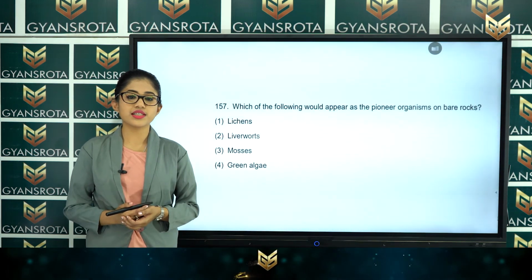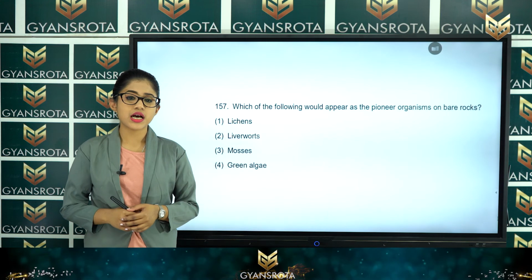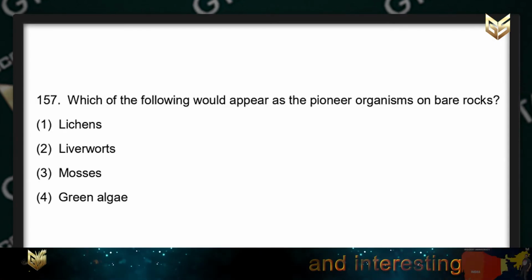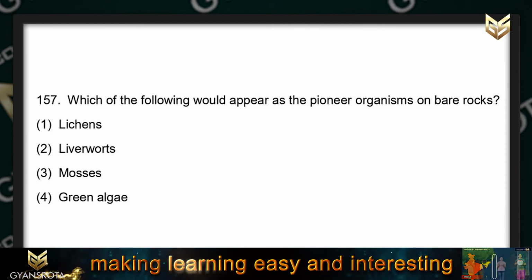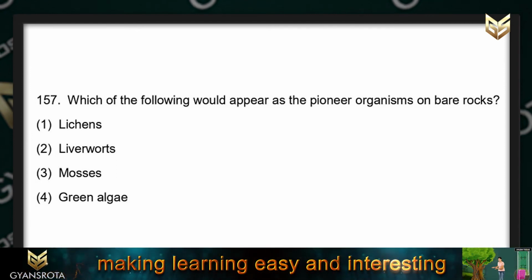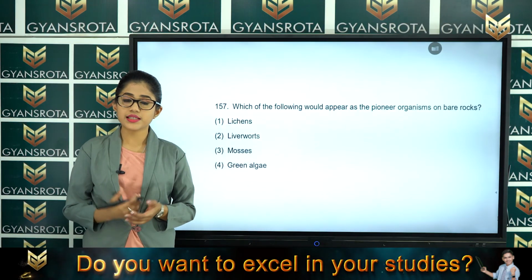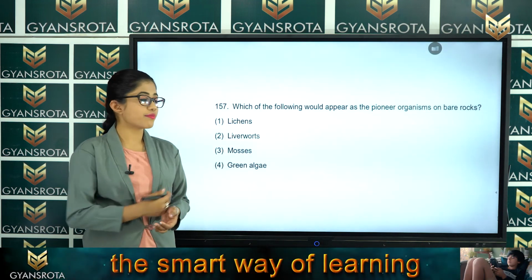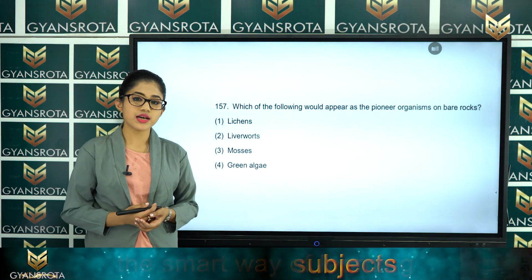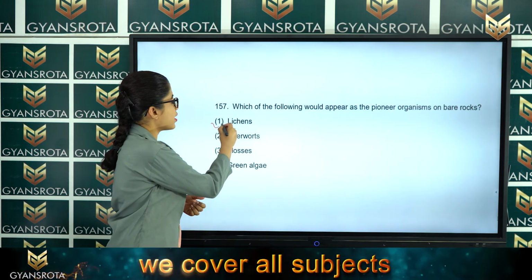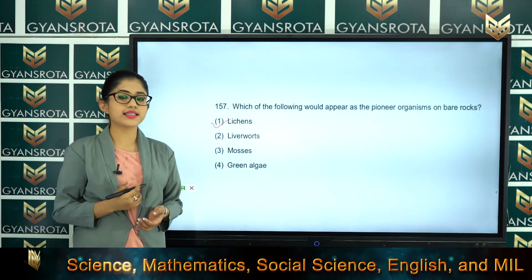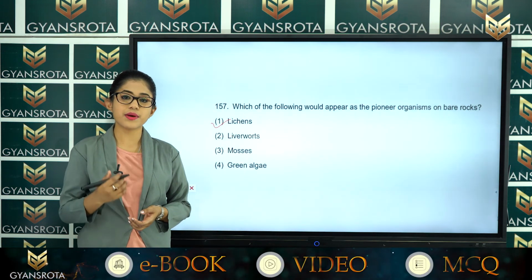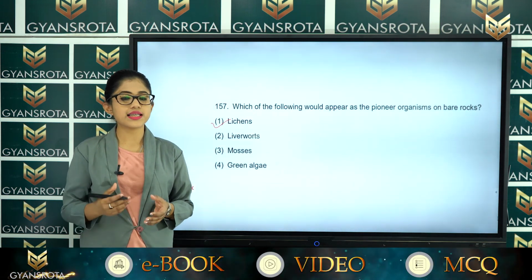Now, the next question is question number 157. Which of the following should appear as the pioneer organisms on bare rocks? Is that lichen, liverworts, mosses or green algae? This is a very easy question and it has come from the chapter Ecosystem. So, which among them is the correct answer? That is option number 1, lichens. So, lichen is the correct answer and they appear as the pioneer organisms on the bare rocks. Now, let us see the next question.